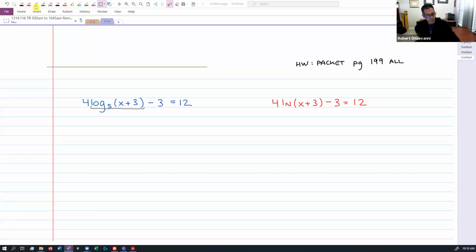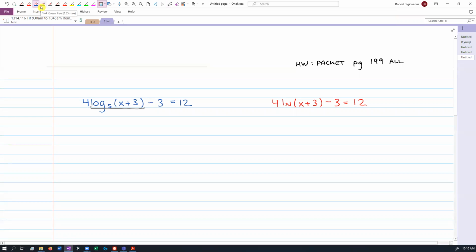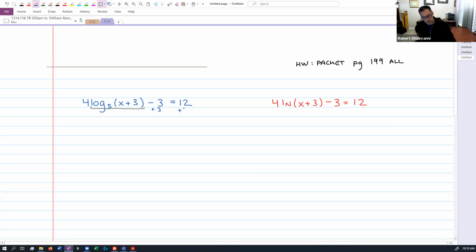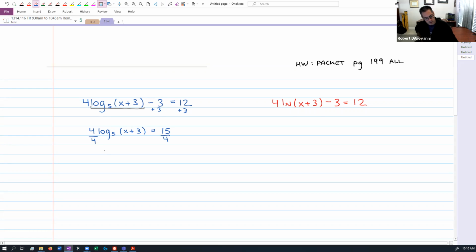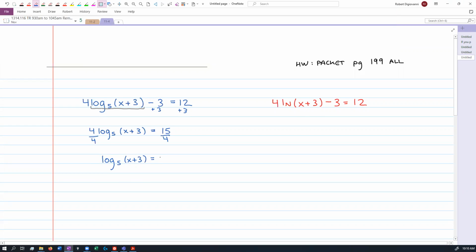What'd you do first? I subtracted or I added 3 to both sides. Good. Okay, and so you have 4 log base 5 of x plus 3 equals 15. Is that what you then had? Yeah, and then I divided by 4. Good, divide on both sides. So now you have log base 5 of x plus 3 equals, use your calculator. Yeah, I got 3.75. Okay, good.